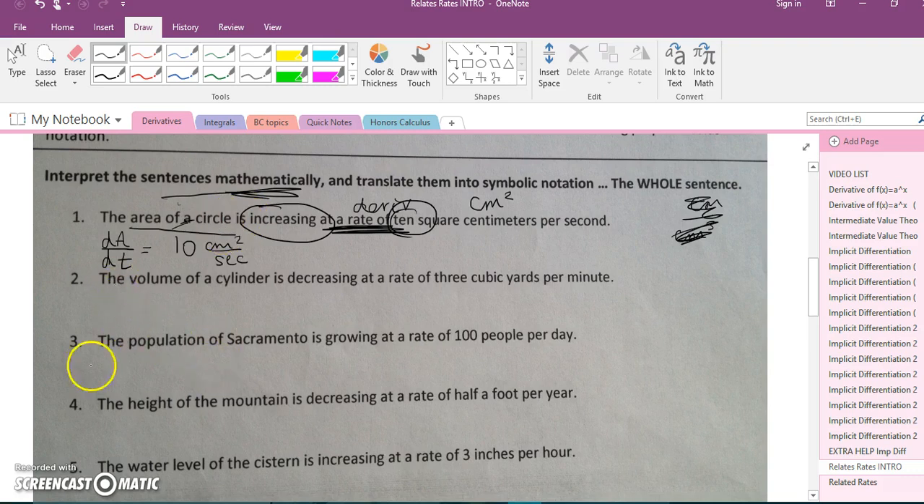So I want you to pause and just read through these and jot down what your little statements are. You don't have to write the sentence down again.